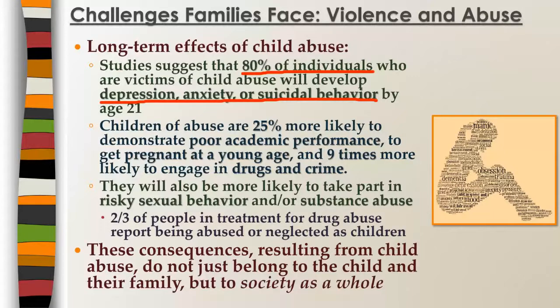Children of abuse are 25% more likely to demonstrate poor academic performance and to get pregnant at a young age, and 9 times more likely to engage in drugs and crime. Children of abuse will also be more likely to take part in risky sexual behavior or substance abuse. Two-thirds of people in treatment for drug abuse report having been abused or neglected as a child.